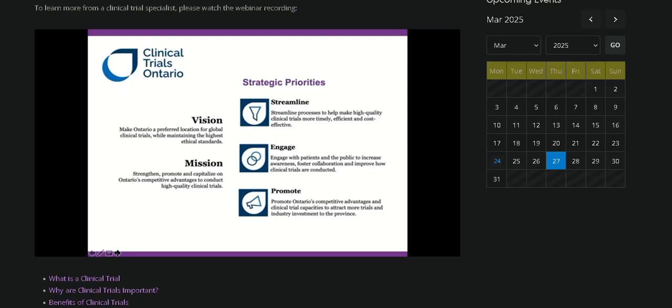While I'm part of an Ontario-based organization, I would like to make it really clear that everything I'll talk about today is applicable to trials anywhere in Canada. Clinical trials are regulated from a federal, or national, level. So everything that I will talk about today is applicable no matter where you are in Canada.